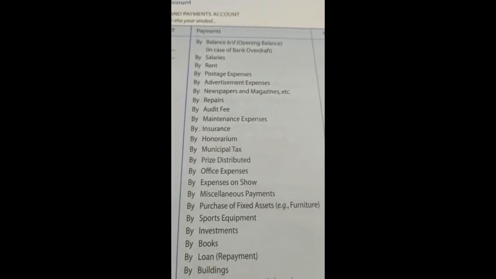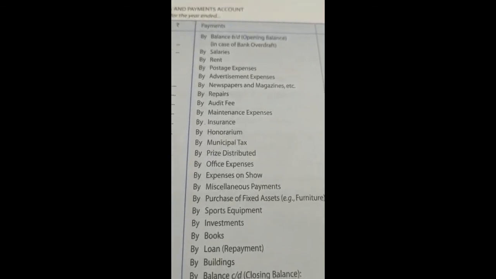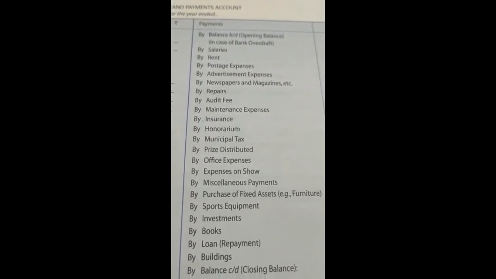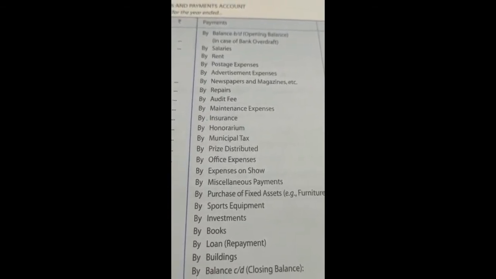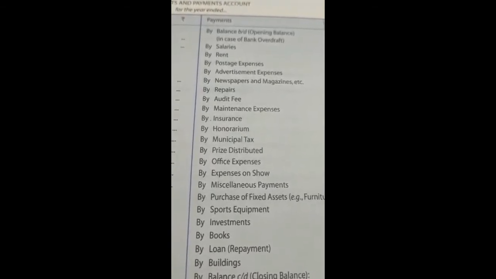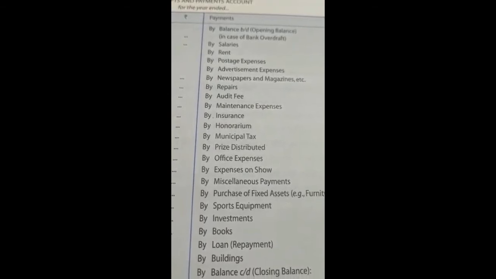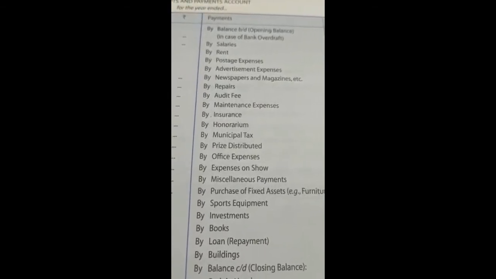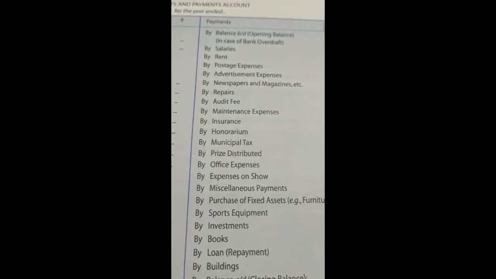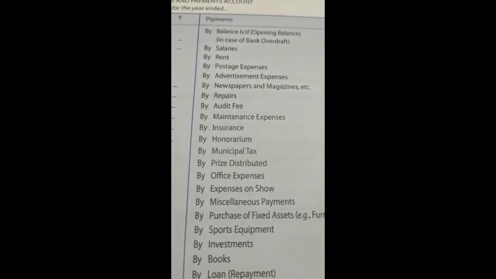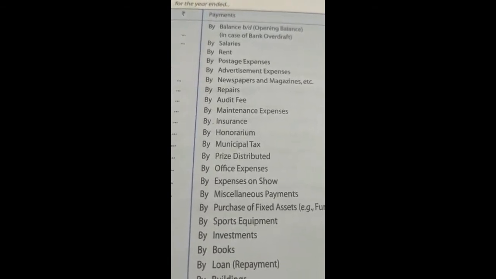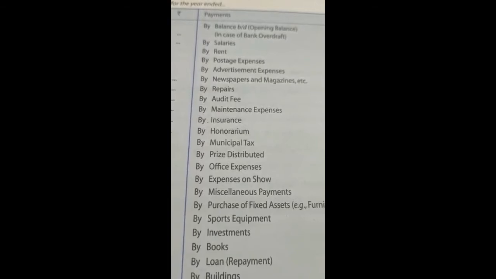Then there are items which are payments. So let's see, we have by salaries. Salary an organization pays to its employees, so it is a payment. Next, rent. Rent is when you have taken the premises or anything on rent, and the rent is paid by the organization, so the rent is your payment. After that we have postage expenses, again a payment. Advertisement expenses are also a payment.